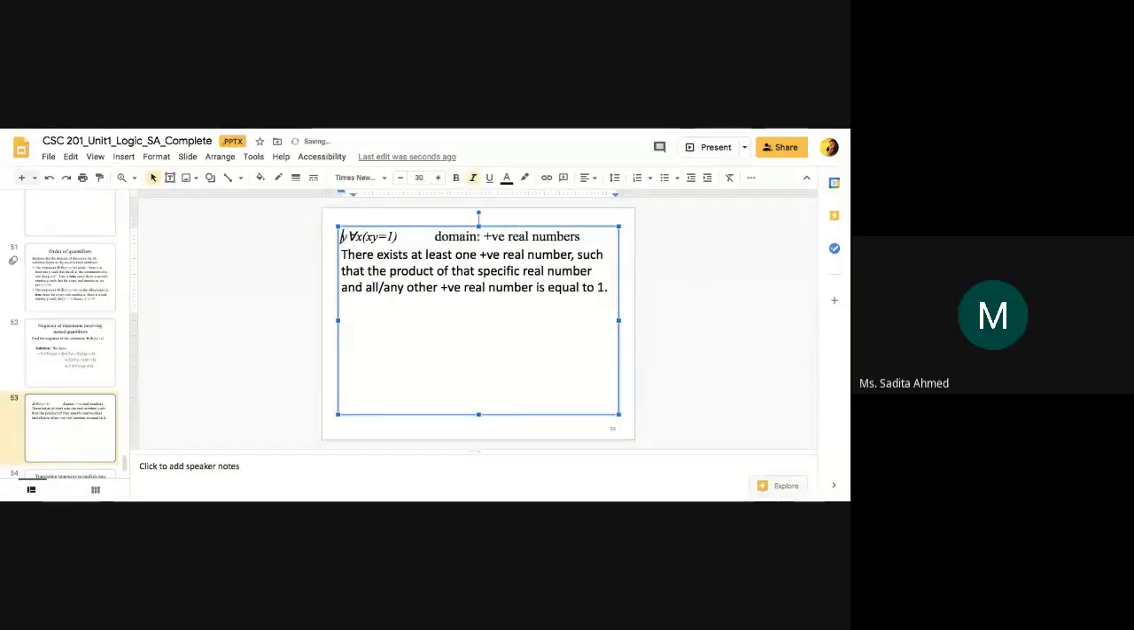Instead of this, if you had this, then it would be true. Because for at least one real number, there exists at least one other real number such that xy equals 1. When x is equal to 1, y is equal to 1. All right.